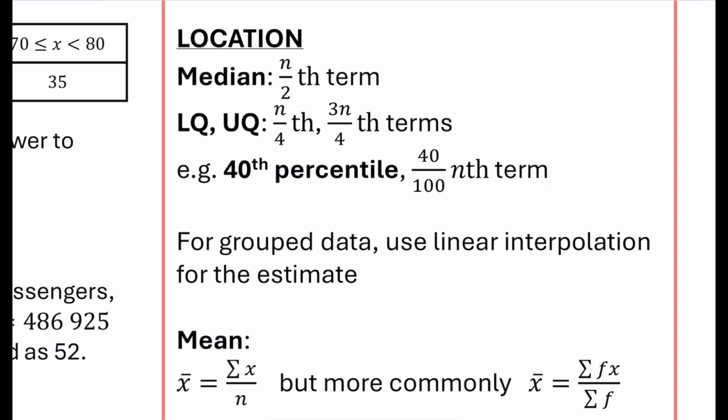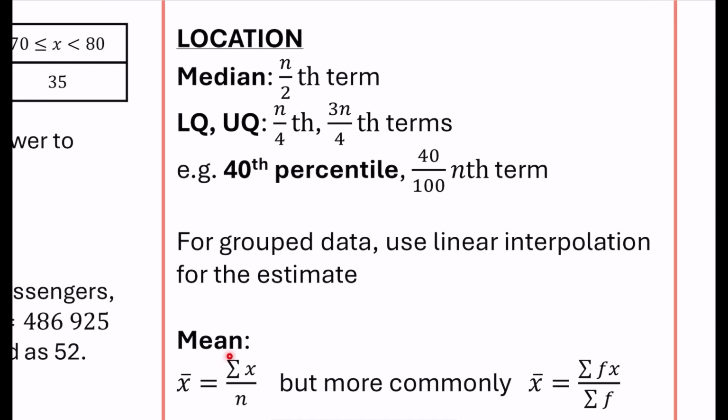Once you find that position, you have to use cumulative frequency to figure out what particular value is represented by these positions. And if the data is grouped, you're going to have to use linear interpolation to find that estimate for either the median, the lower quartile, etc.